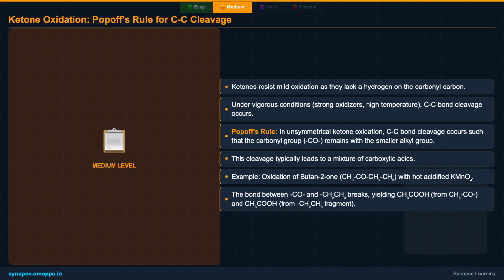This is where Popoff's rule becomes important for unsymmetrical ketones. This rule states that during vigorous oxidation, the C-C bond cleavage preferentially occurs such that the carbonyl group remains with the smaller alkyl group. This leads to a mixture of carboxylic acids. For example, in butan-2-one, the bond between the carbonyl and the ethyl group breaks, leaving the carbonyl with the methyl group, yielding ethanoic acid and another ethanoic acid molecule from the cleaved ethyl fragment.